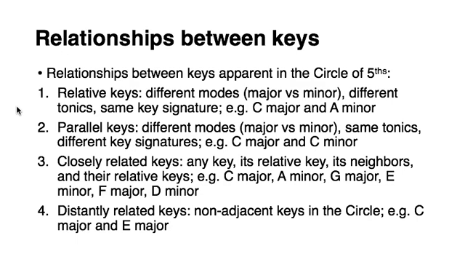The neighbors are G major and F major, and their relative keys are E minor and D minor. These are very important keys that are related in a way that makes them be featured often together in music in a variety of contexts. And distantly related keys, or also often called distant keys, are any non-adjacent keys in the circle of fifths, right? So C major and E major, for example, they're quite distant.